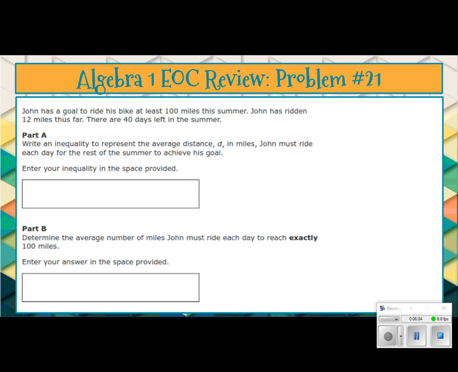So we know that he's going to ride some amount per day. We don't know. That's going to be distance. And then he needs at least 100 miles. So at least needs to be a greater than or equal to. And I would always put that at the end. He's already ridden 12 miles. So we're going to take the amount that he needs to ride plus 12 and include that in his 100 miles. And so there's 40 days. So he's going to do 40 days times some distance each day to get his mileage in. So 40D plus 12 is greater than or equal to 100.